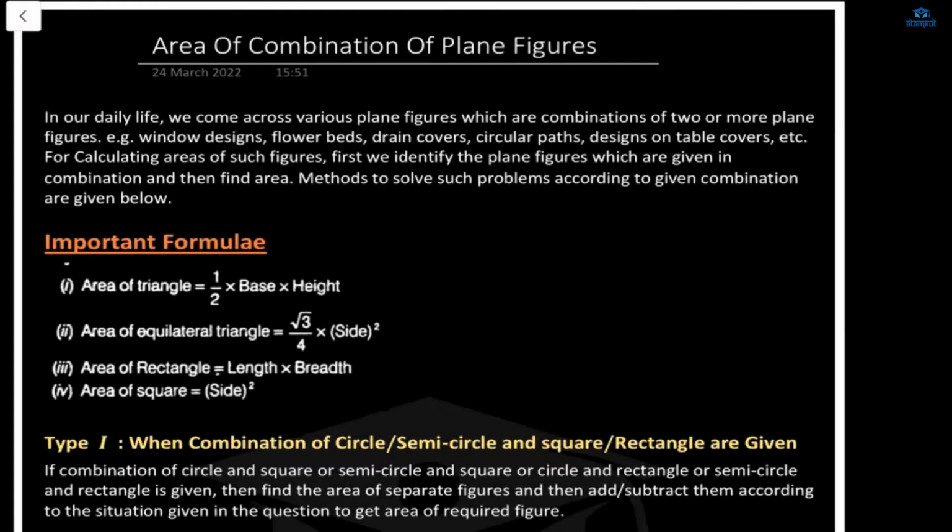Area of combination of plane figures means two, three combinations of figures will be there, and then you have to find out the area of the shaded portion or the specified area just mentioned in the question. So we'll see the combination of some of the figures and how you are going to calculate the area. Okay, understood? Now, some important formulas.